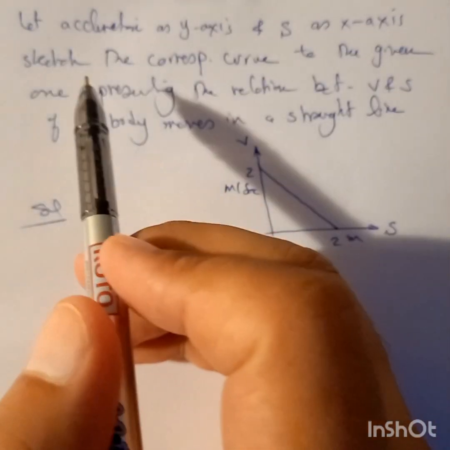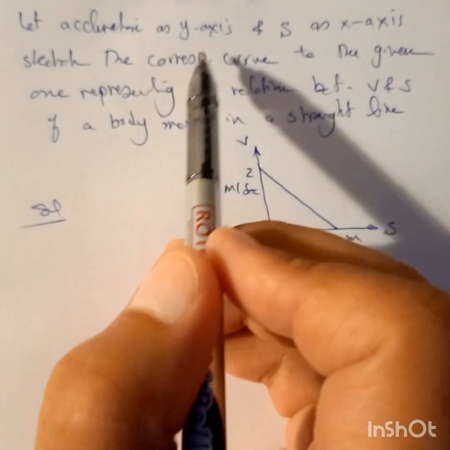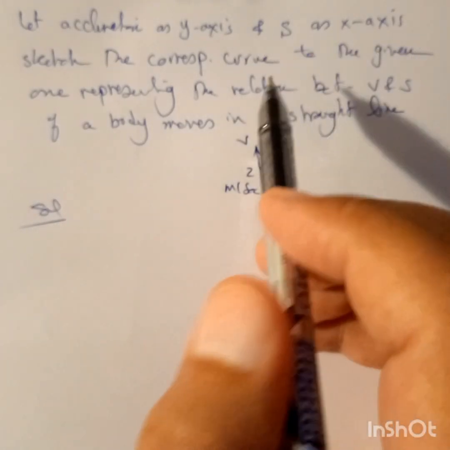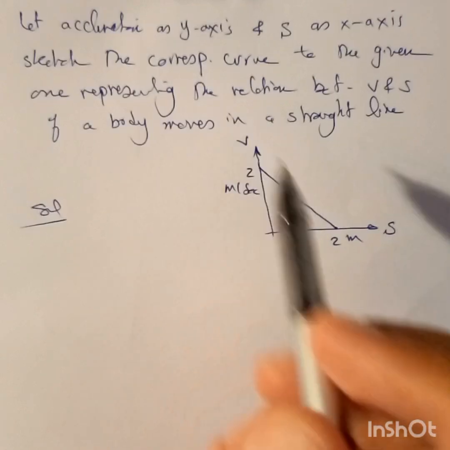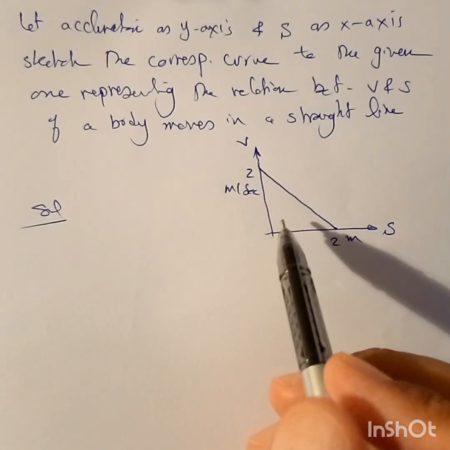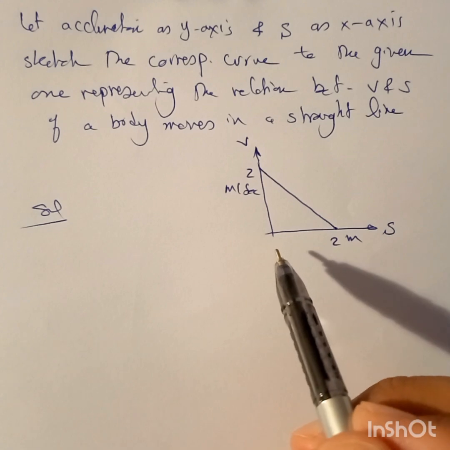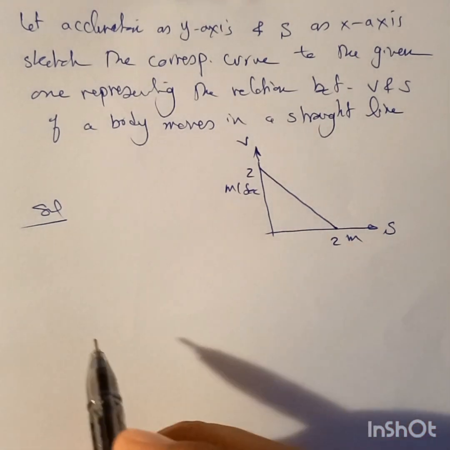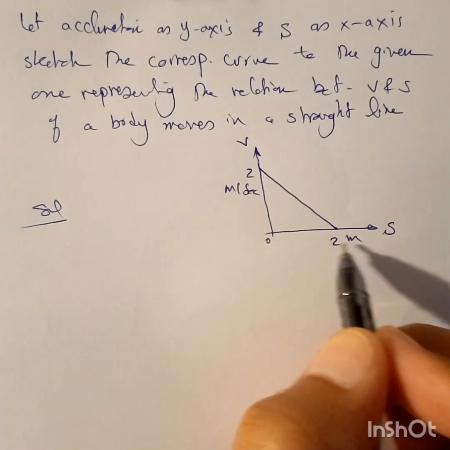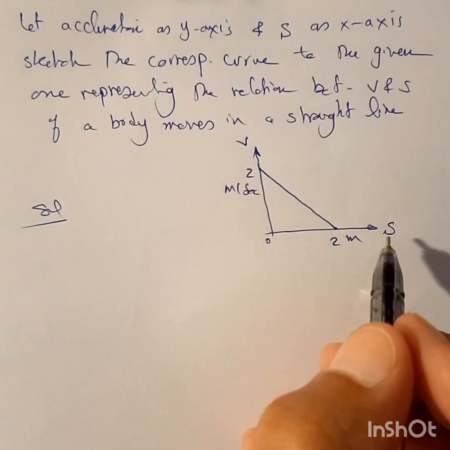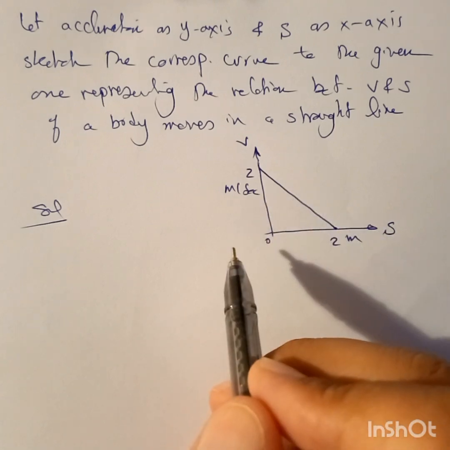Another example: let acceleration be the y-axis and displacement s the x-axis. Sketch the corresponding curve to the given one. This given curve represents the relation between v and s for a body that moves in a straight line. First, we have from 0 to 2 meters displacement. It's required to find the relation between v and s, or the equation of this straight line.